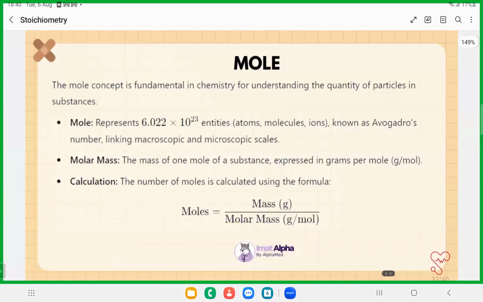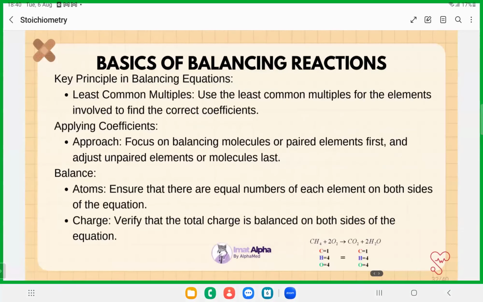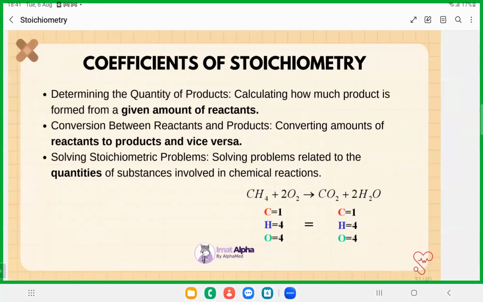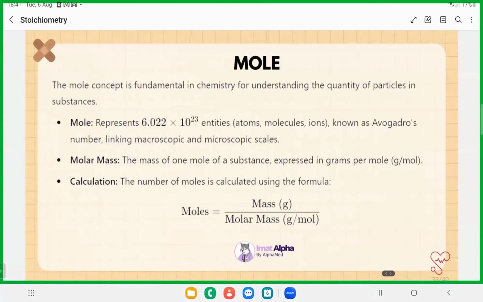Perfect. So what did we speak about? Yeah, here we were speaking about the balancing. Let's go past this. Okay, mole. Perfect. So the mole, of course, is the quantity of particles and substances, and it is 6.022, Avogadro's number, times 10 to the power 23 entities.